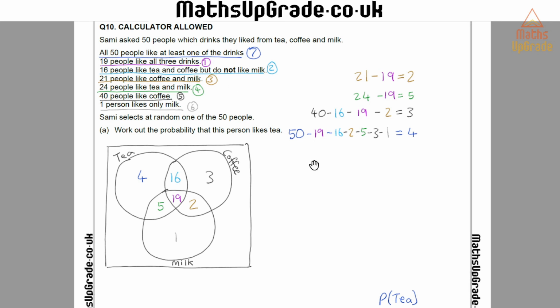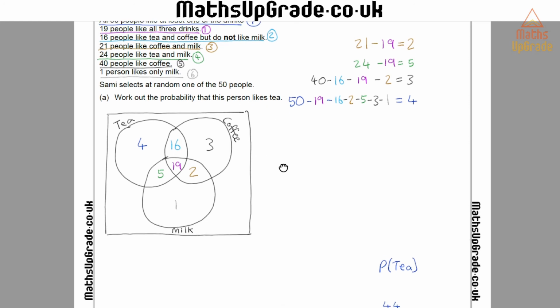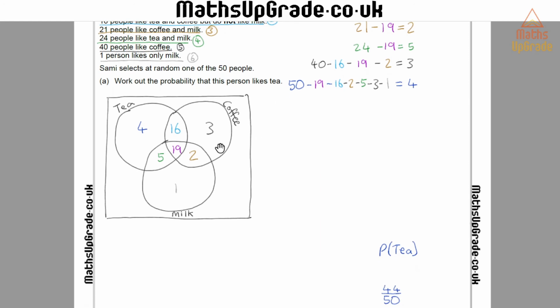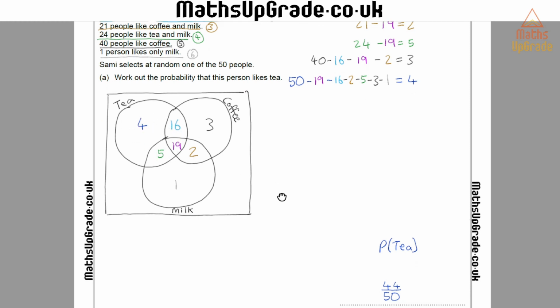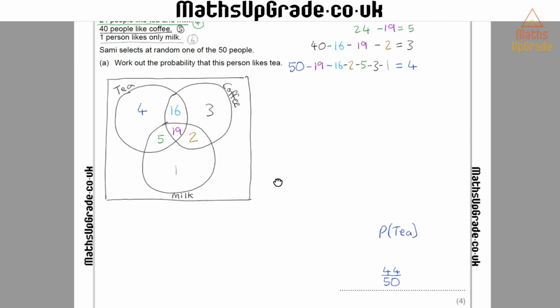Now the question was, work out the probability that the person likes tea. So it's going to be out of 50, since there's 50 people in the entire universal set. And how many people like tea? 4, add 16, add 19, add 5, which is 44. So 44 out of 50 is the probability of picking someone who likes tea.